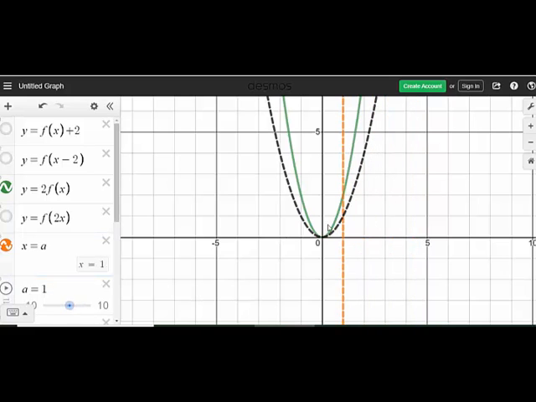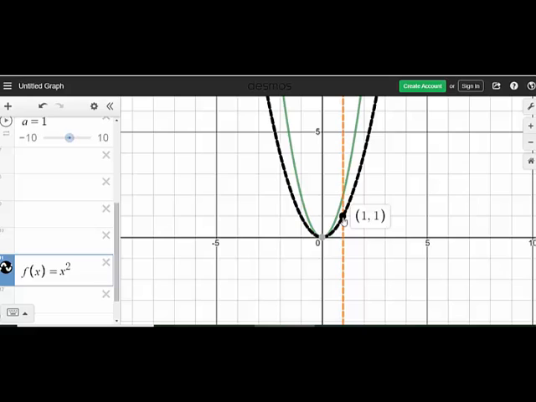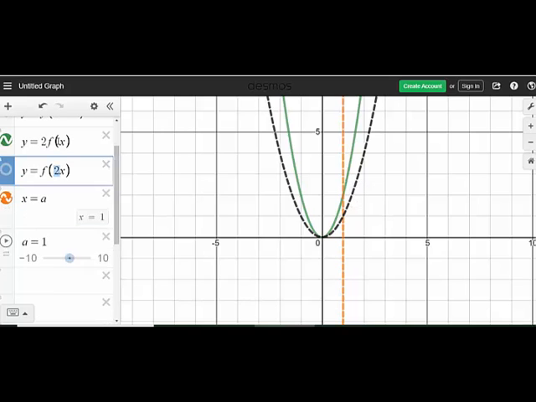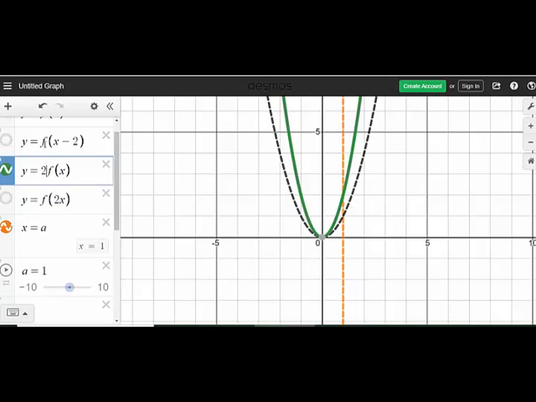you can see that right here, I've got the point (1, 1), and here I have the point (1, 2). It's twice as tall as it was. If I change this right here to a 3, my value is now 3 times as tall as it was. If I change it to a 4, my value is now 4 times as tall as it was, and so on.